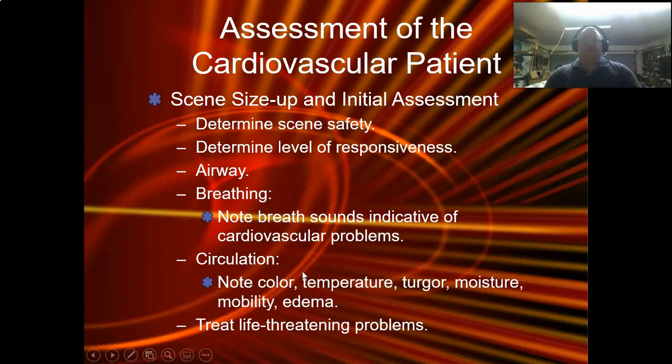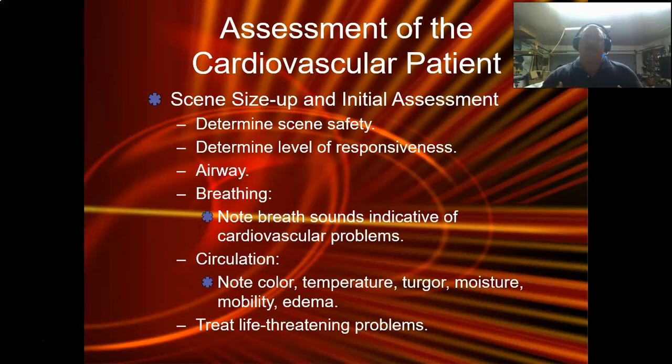And then the circulation. I've always said skin signs tell all. Note the temperature, the color, the moisture, especially at the extremities, because a lot of times everything centrally will be okay, but when we go down towards the feet and legs, you put your hands on their feet and they're ice cold. Again, the body's not circulating the way it's supposed to.